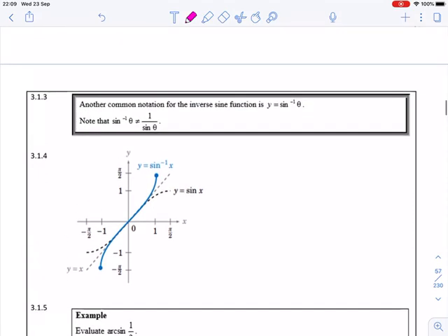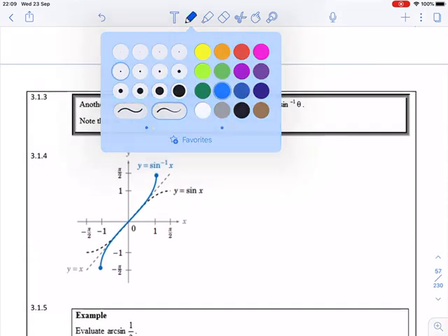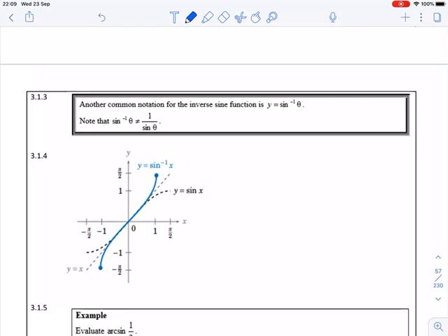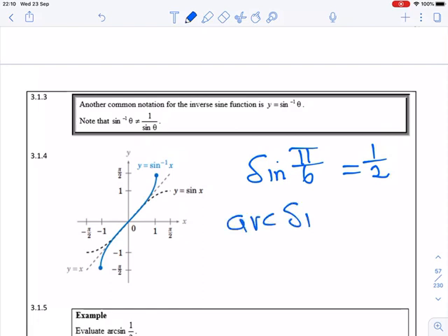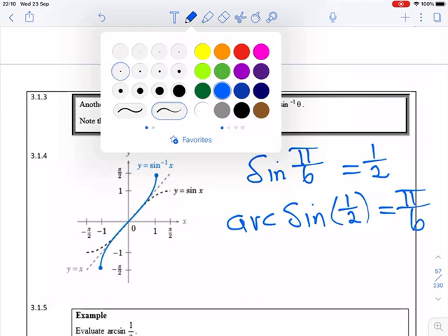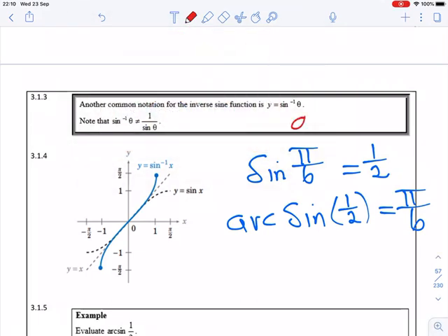Okay, so basically, if we say that the sine of pi over 6 is a half, then we will say that the arcsine of the half must now be pi over 6. So it's just the inverse. So please make 100% sure that you understand that this is the angle.